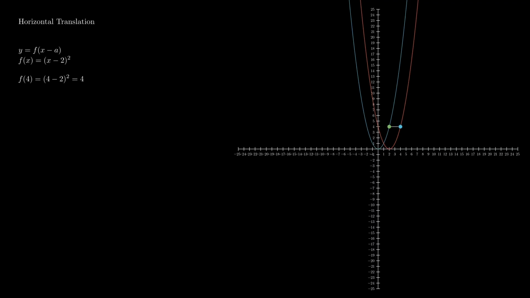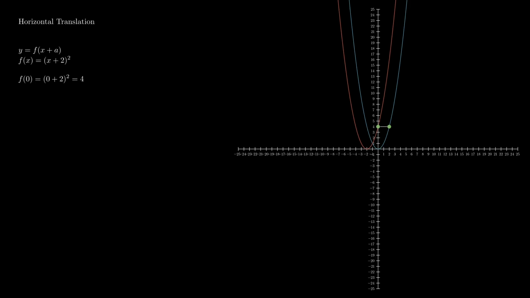Now, if we want to shift it to the left, where we have f of x plus 2, or y equals (x plus 2) all squared, this shifts the parabola 2 units to the left. Now x equals negative 2 makes the expression 0. The point (2, 4) moves to (0, 4). Remember this rule when you are dealing with horizontal translation: inside the function, signs appear reversed.